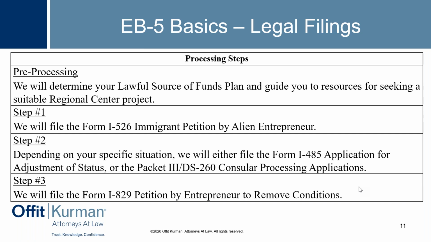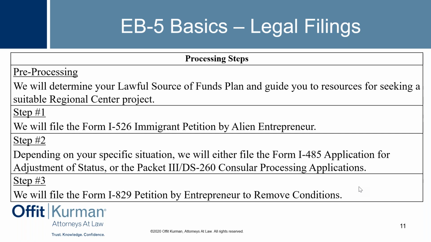Okay, so once all that assessment and pre-processing is done, then the first form that's filed is the Form I-526, Immigrant Petition by Alien Entrepreneur. Okay, so that's the main form that's filed that has all the supporting documentation of the income, the business, the financials, all of this evidence that proves that we meet our criteria, and then we wait.